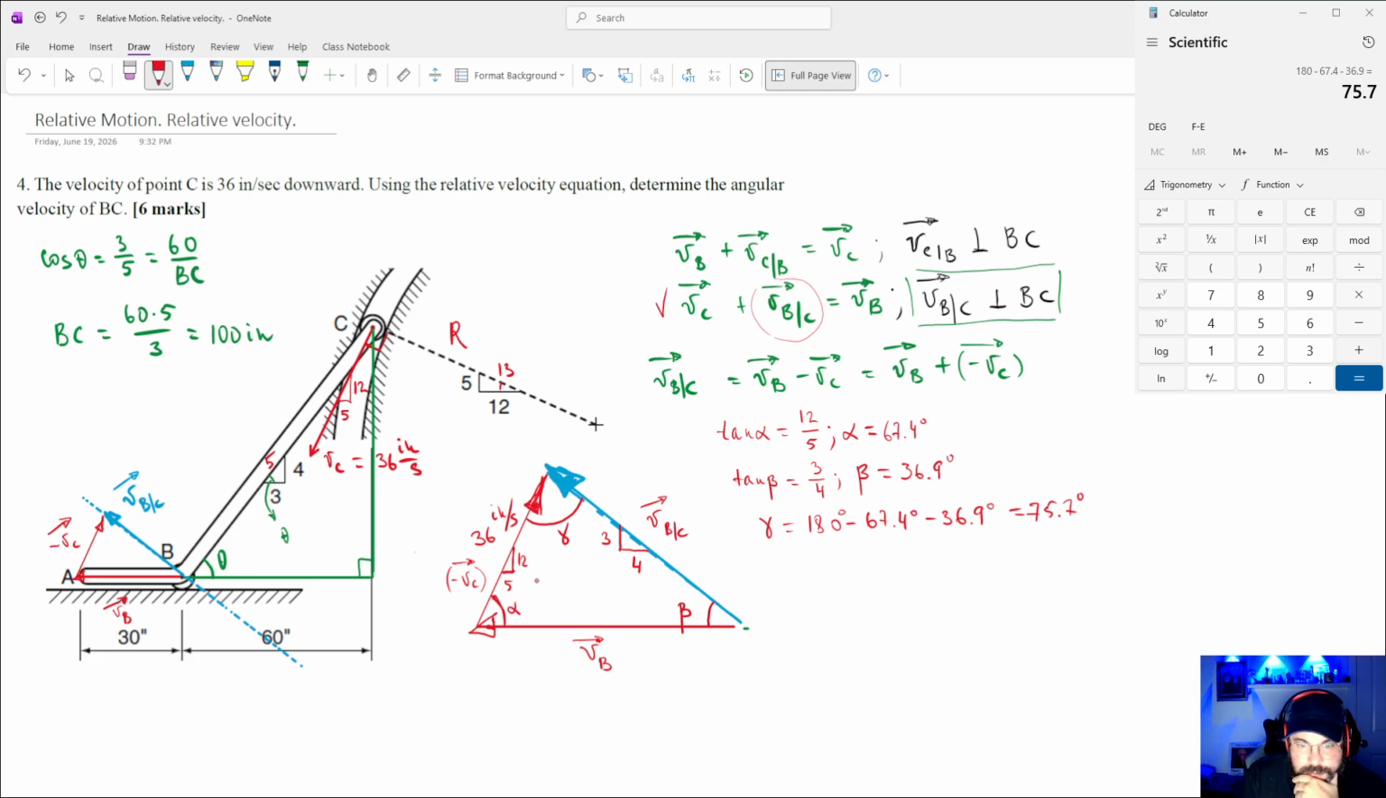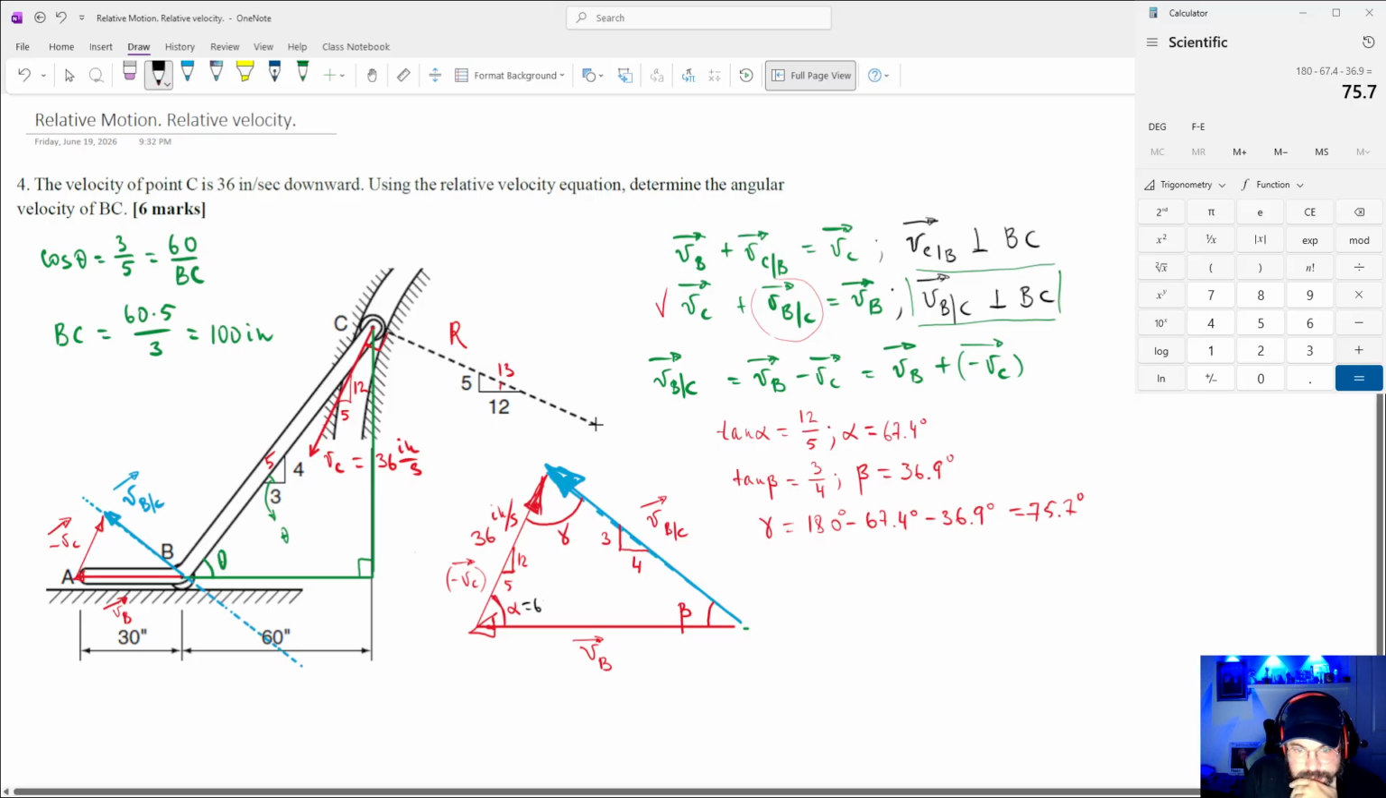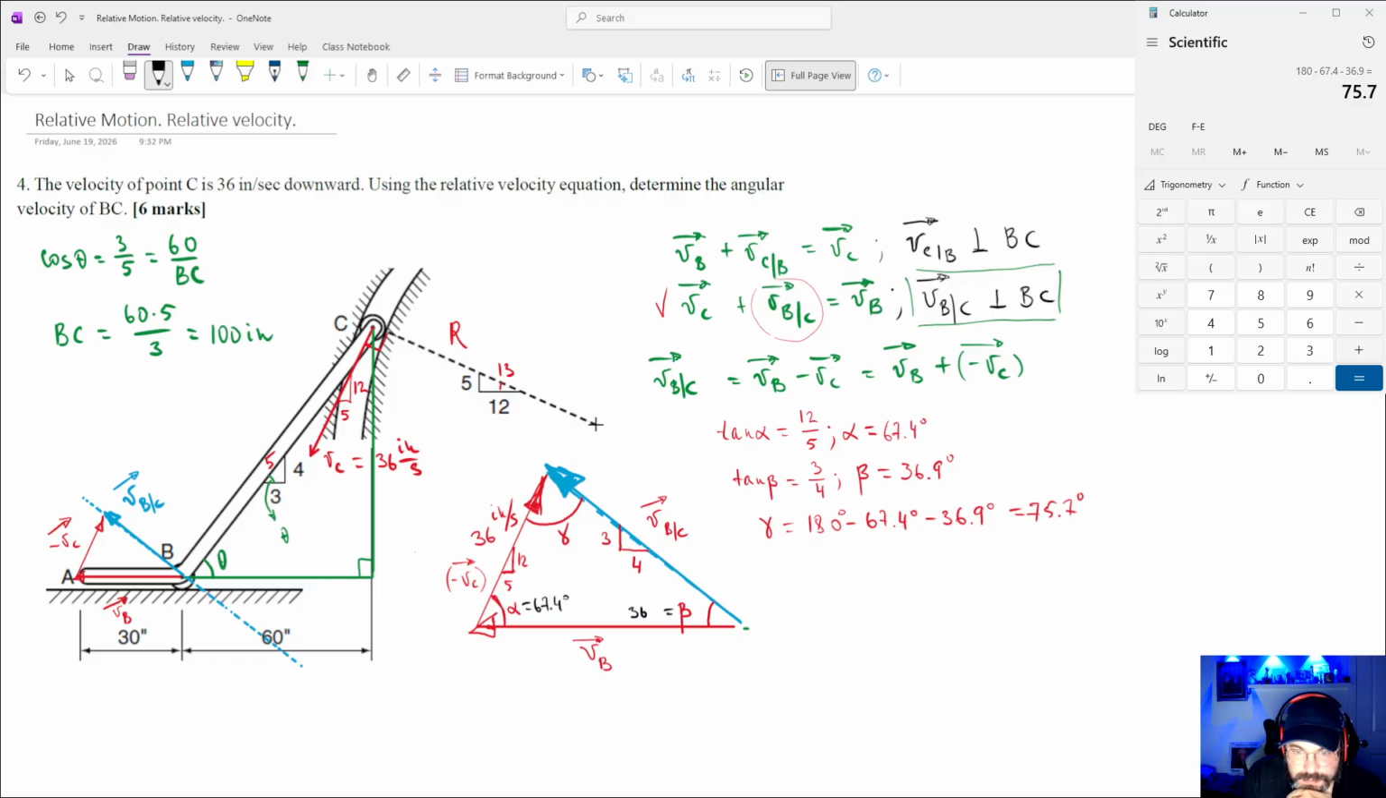Okay, so this is good. So we can maybe write it here. So this is 67.4 degrees. This is 36.9 degrees. And this is 75.7 degrees. Okay, so we have a side known, and we have two angles, right? So this is good. So our triangle is set. So we can calculate everything in this triangle using sine and cosine law.